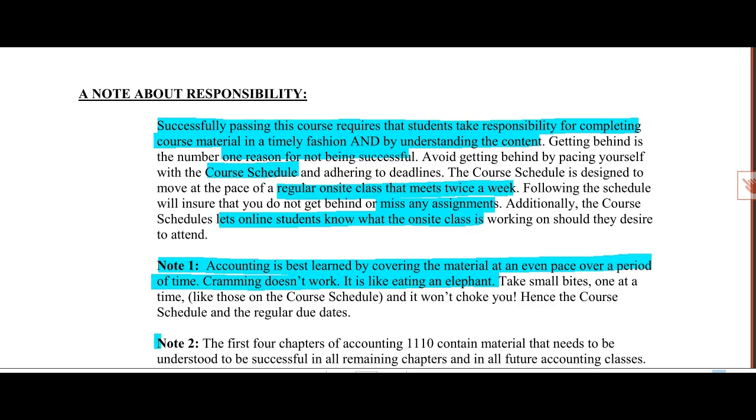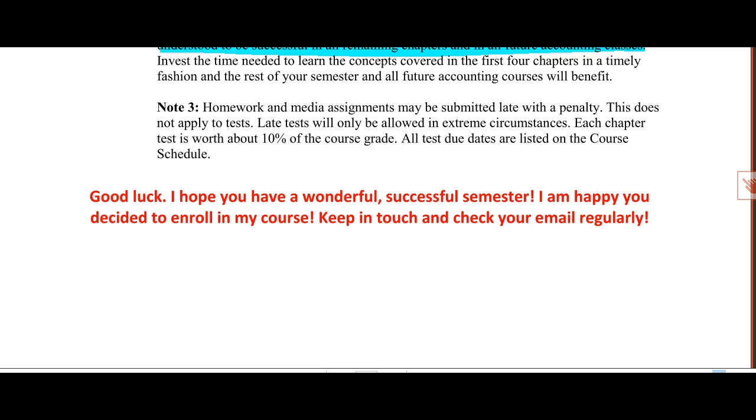Note number 2. The first 4 chapters of Accounting 1110 contain material that must be understood for you to be successful in all the other remaining chapters and in all future accounting classes. So, you must learn the material in the first 4 chapters. Invest the time that's needed, and everything else will take care of itself. This is not a class you can get a late start at it and do all right with.